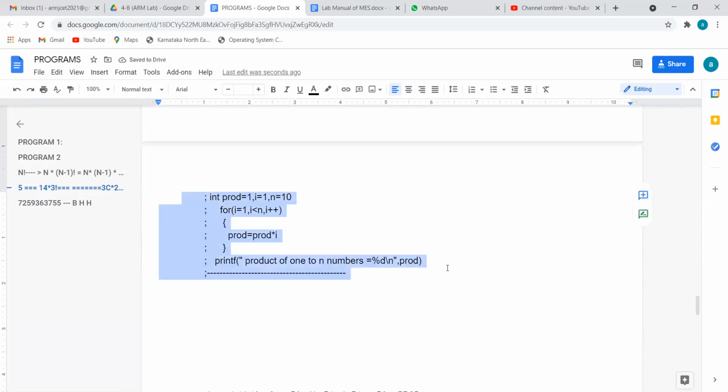Okay, see here. So what will this program do? Can anybody get the solution? So initial product is 1, I is 1, n is 10. So product is equal to product star I. Give the answer in chat box. Correct. Multiplying from 1 to 9. Correct. So finally what will I get?